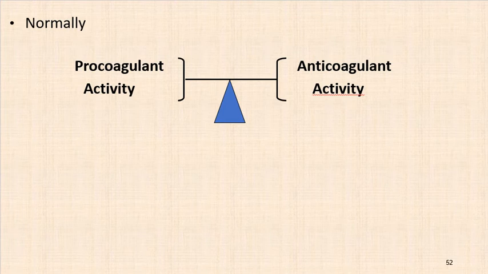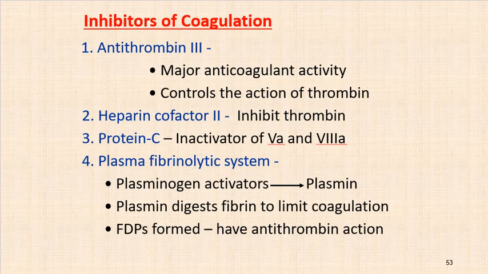About the normal anticoagulant substances in the blood, number one, antithrombin 3. This is the major anticoagulant activity, and it controls the action of thrombin. Number two, heparin cofactor 2. It also inhibits the action of thrombin. Number three, protein C. It is the inactivator of activated factor 5 and activated factor 8. And number four, the plasma fibrinolytic system.